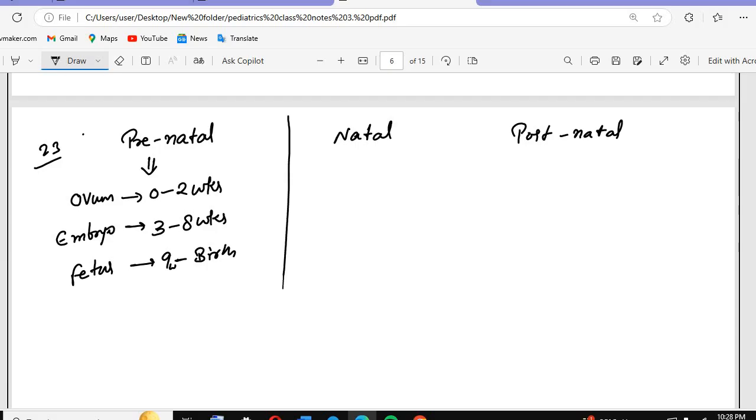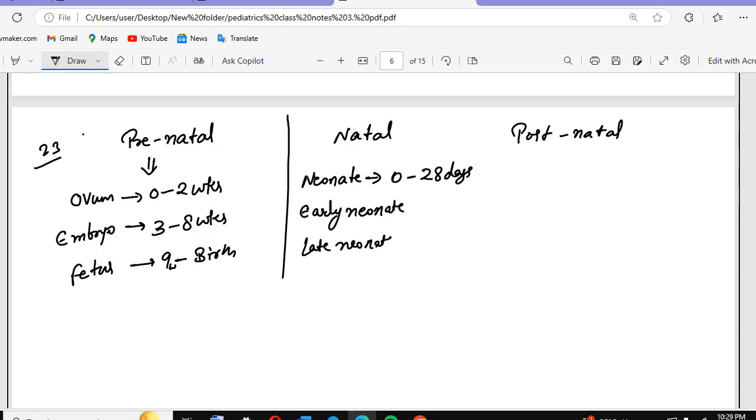In the natal conditions, remember, we have the neonate. We call the child a neonate just after birth, which means 0 to 28 days, basically 1 month. In this condition we have the early neonate and the late neonate. The early neonate is from 0 to 7 days. And the late neonate, remember, is 7 to 28 days.